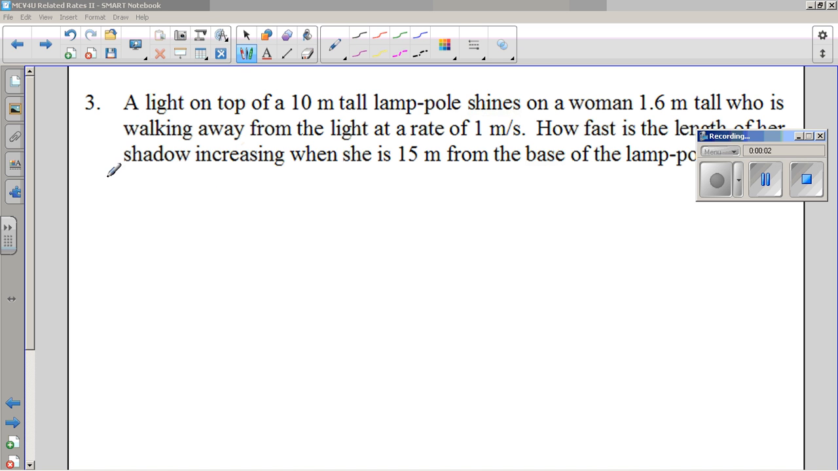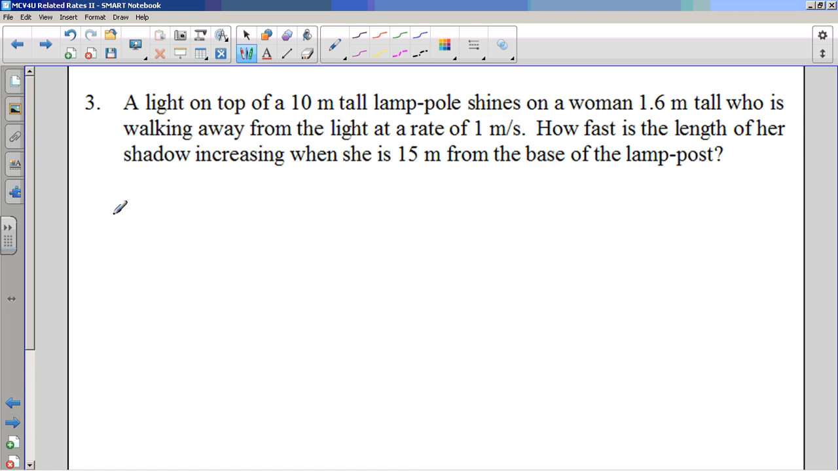All right, last example. This is a fun one. It's not too tough, but it's a new strategy, a new question type that we haven't seen. A light on top of a 10-meter lamp pole. So lamp pole, light, and shines on a woman 1.6 meters tall.